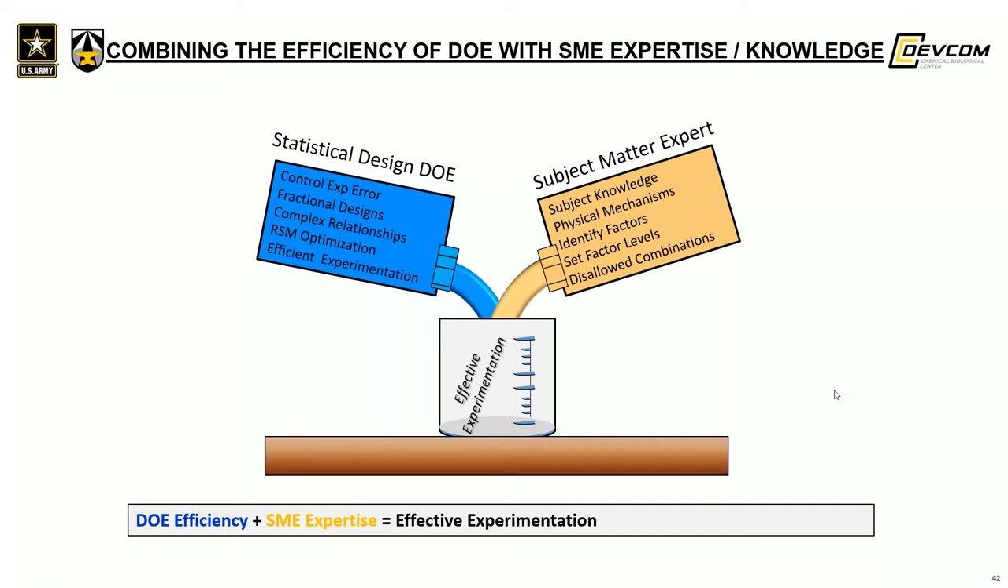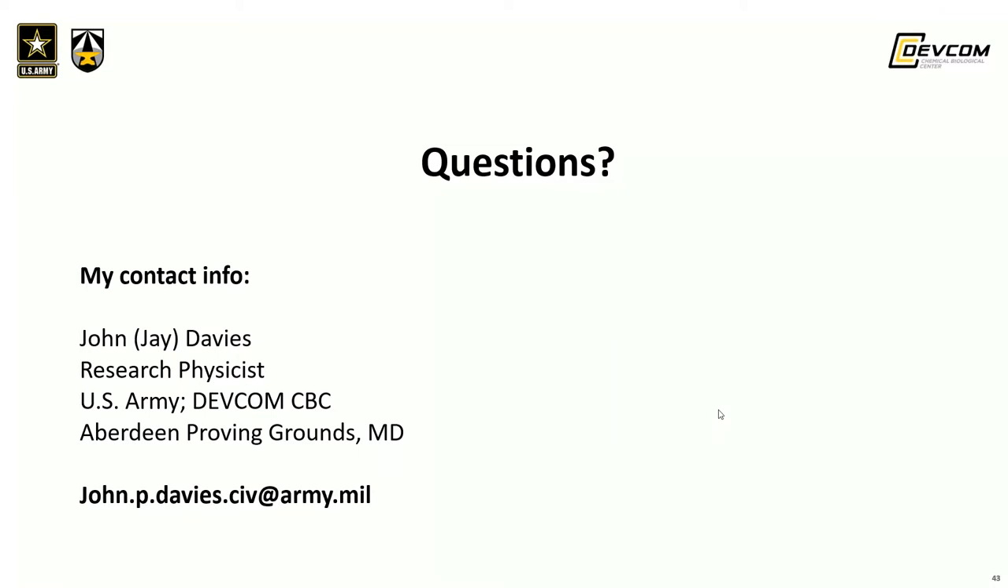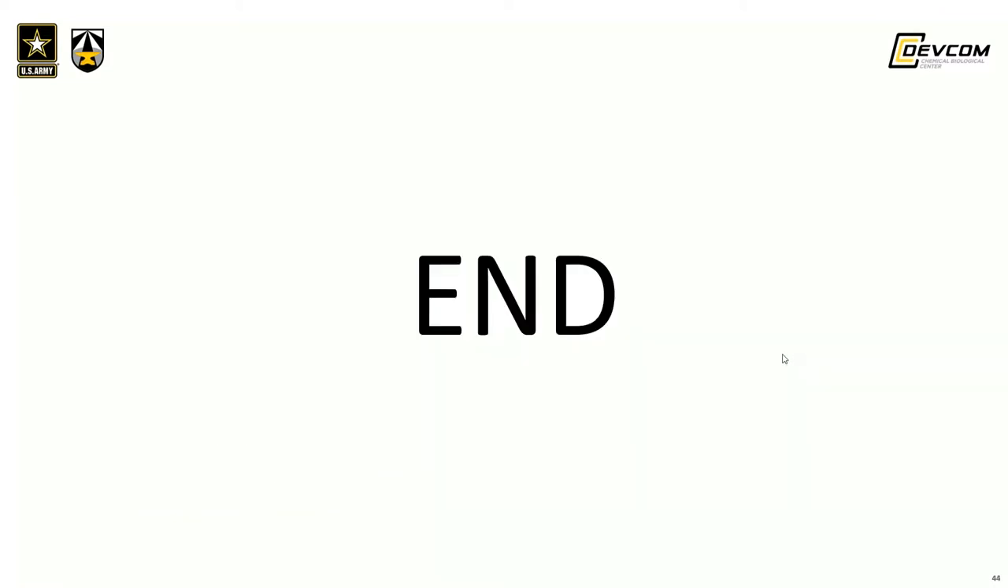You can be very efficient and not learn anything. And Box also said that, with subject matter expertise alone, you can conduct an investigation, maybe not very well, not very efficiently, but without the subject matter expertise, using statistics, you can't. The opposite's not true. And I think that brings me pretty close to the end here.